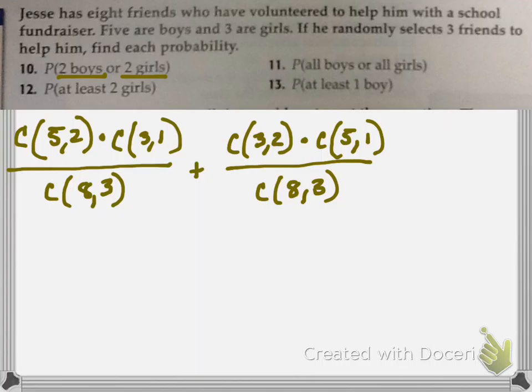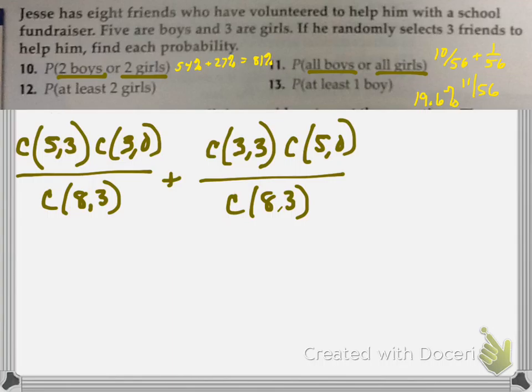Okay, so now what we have to do is type that in and not screw it up. And figure out what's the probability if you're selecting 3 people out of 5 boys and 3 girls. What's the probability you're going to get 2 and 1 as opposed to 3 and 0? Because those are really your only choices. Okay, 30 over 56 plus 15 over 56. Fraction is 45 over 56. So for 11, we got 19.6%.